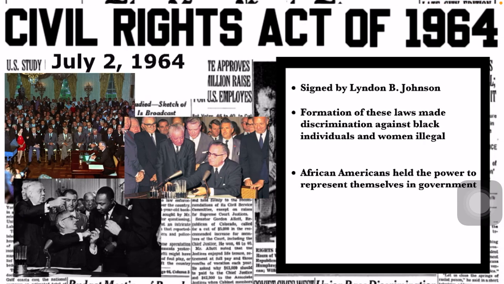The Civil Rights Act was signed on July 2, 1964 by Lyndon B. Johnson. One year later, he signed the National Voting Rights Act of 1965. The formation of these laws made discrimination against black individuals and women illegal. African Americans held the power to finally represent themselves in government.